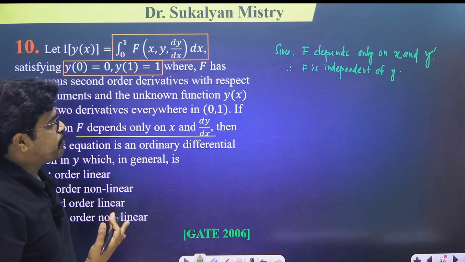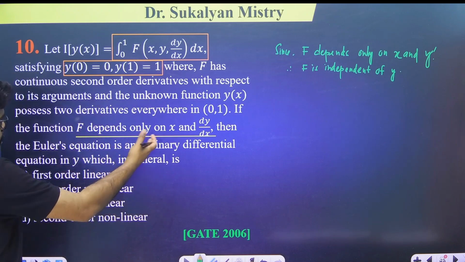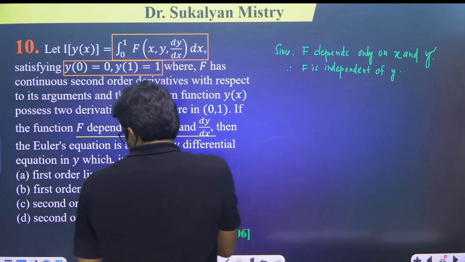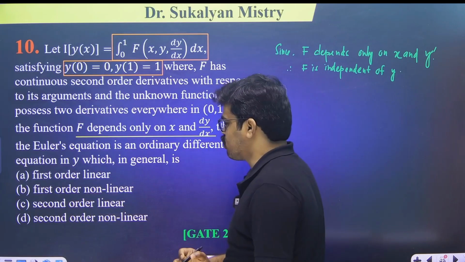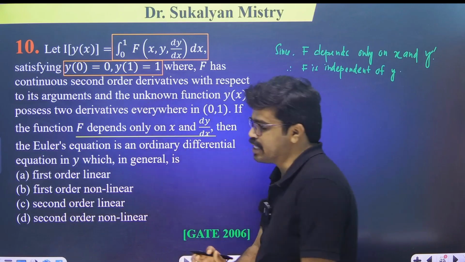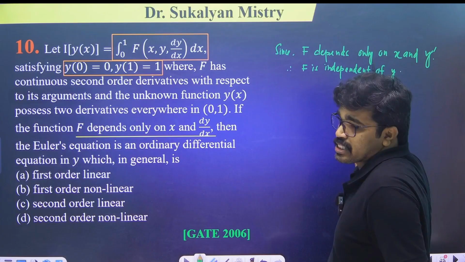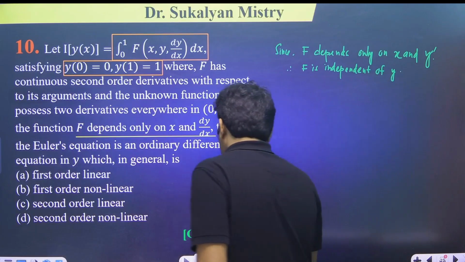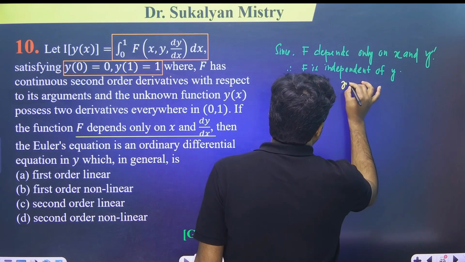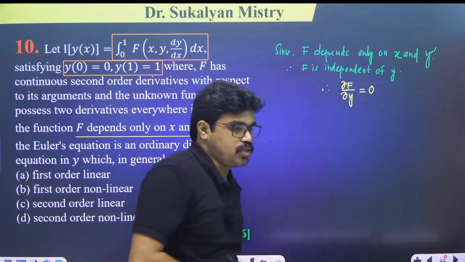It is given that f depends only on x and y dashed, then the Euler's equation is an ordinary differential equation in y in which the general solution is either a first order linear equation, first order non-linear equation, second order linear equation, or second order non-linear equation. Okay, so f depends only on x and y dashed, so f is independent of y. Since f is independent of y, we conclude that del f del y is equal to 0, right?